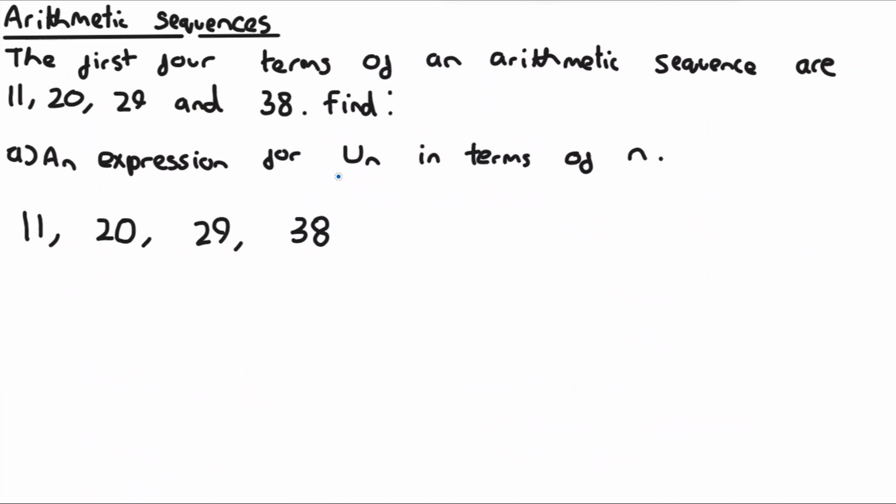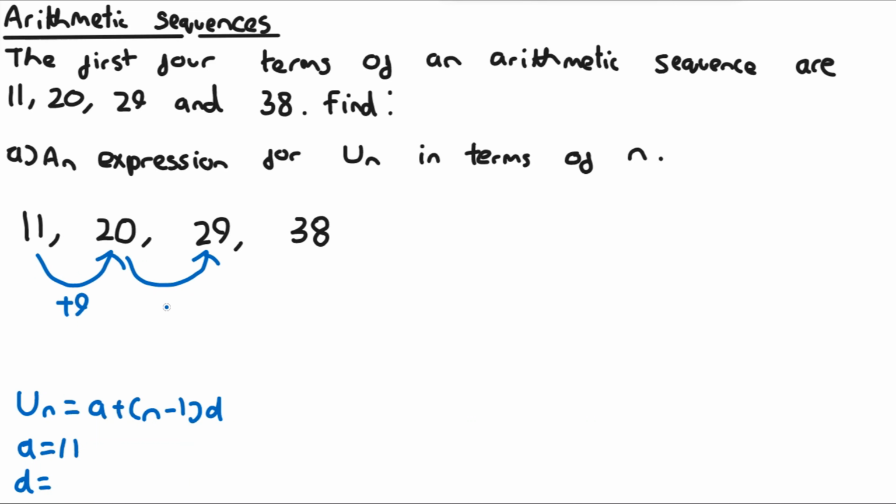So for part A, we need to find an expression for un like this. So remember that un is equal to a plus (n minus 1)d like this, where a is the first term and d is the constant difference between all of the terms. So therefore a is going to be equal to the first term, and we can see that the first term here is 11 like this, and then d is going to be the constant difference between each term. So how much do these terms go up by each time? And we can see that each time it goes up by plus 9, and it's a constant difference in an arithmetic sequence because for every single one it goes up by plus 9 like this. So therefore d is going to be equal to 9.